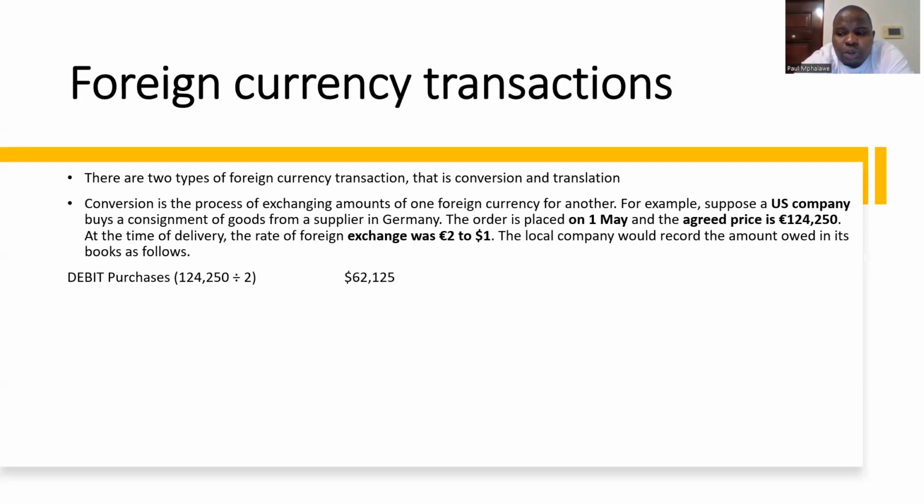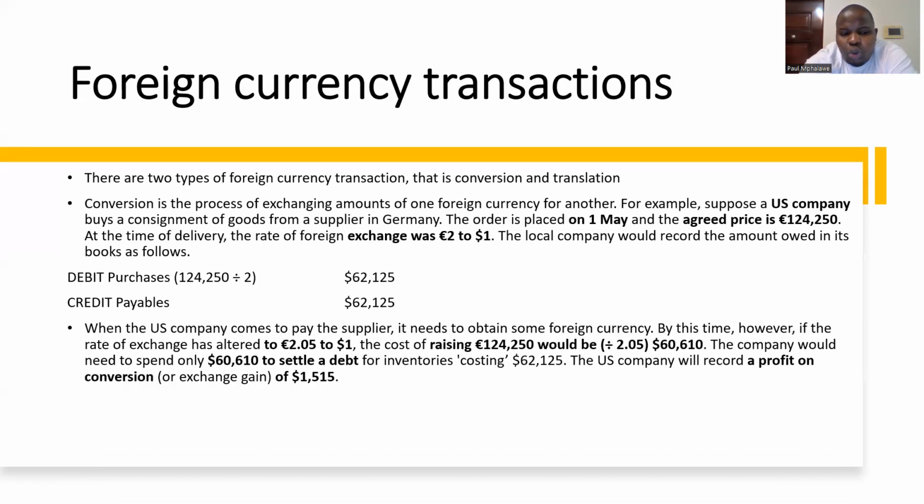And that is, we're going to debit purchases 124,250 divided by 2, because €2 makes $1. And that will give us $62,125. The credit entry will go to payables because we purchased this on credit. The company purchased the materials on credit from a German supplier.